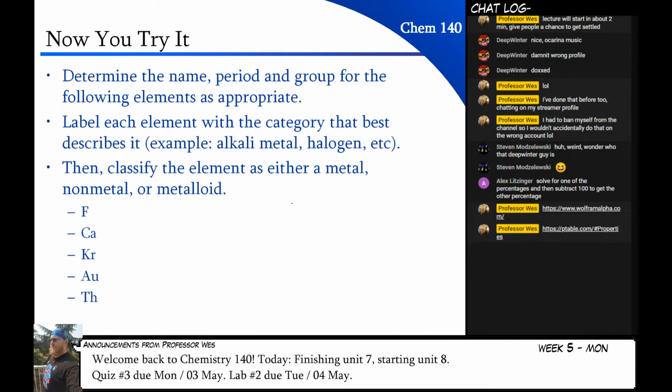For these exercises, what I want you to do is find these elements on ptable, and then I want you to give some sort of category that describes the element. Also tell me the period and the group that you find the element in. And then finally, tell me if it's a metal, nonmetal, or metalloid. I'll give you a few minutes to do that, and we'll call it a day. There's not going to be much left for Tuesday's lecture, which will be Chapter 8, so we'll probably start Chapter 9 a little bit then. But yeah, so go ahead and do these. We'll go over the answers together shortly.